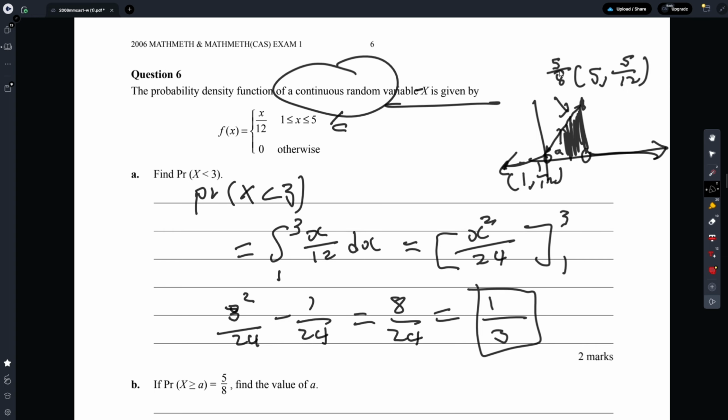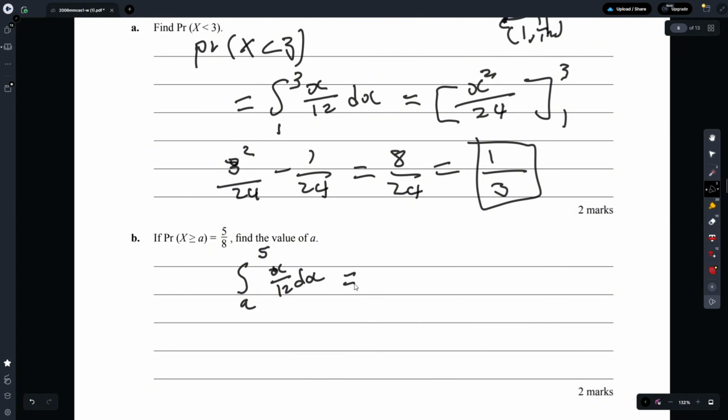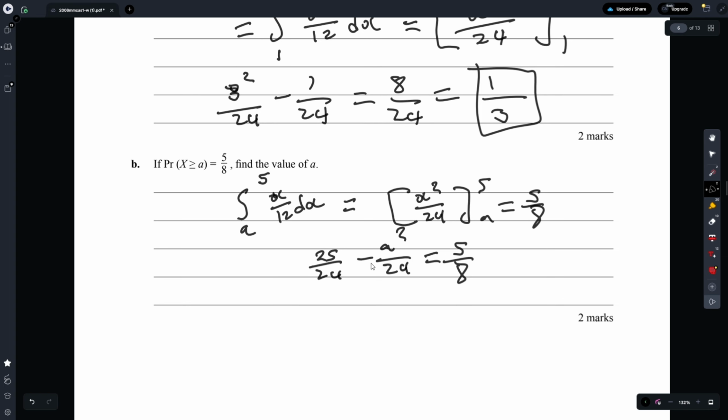5 on 8. Now, you could do it this way, where you would find an integral from A to 5 of x on 12 dx. But I feel like you end up with really large numbers. Let me just show you. Equals x squared on 24, from a to 5. You end up with 25 on 24 minus a squared on 24 equals 5 on 8. Now, this doesn't... Actually, no, this could work.